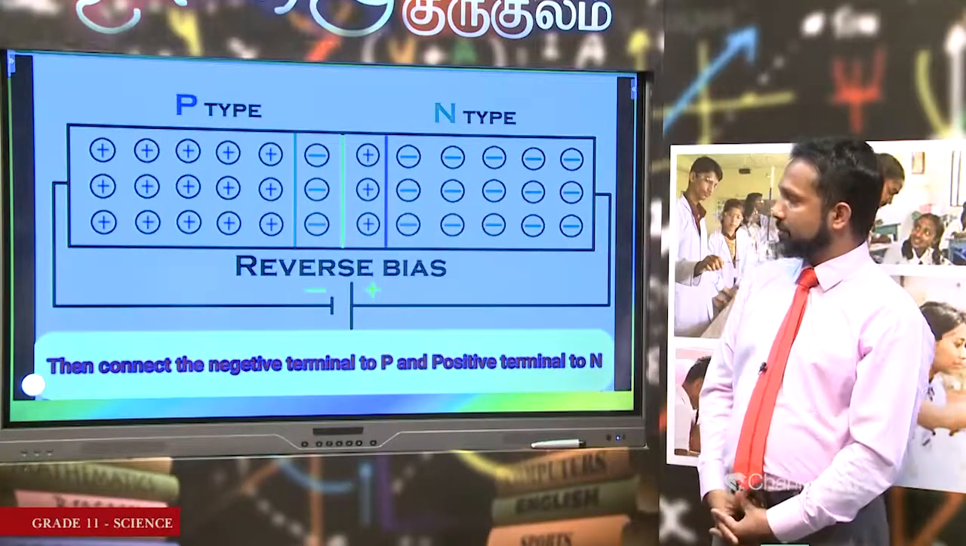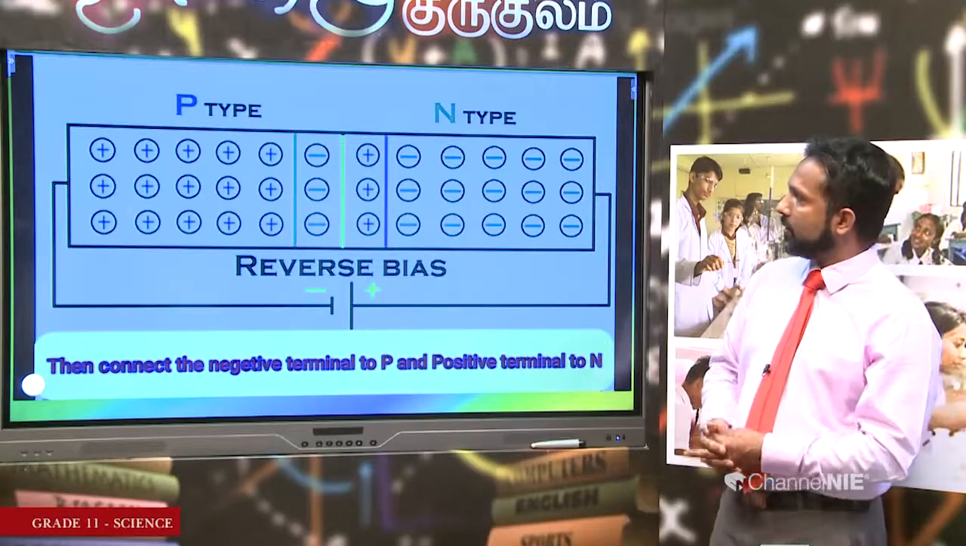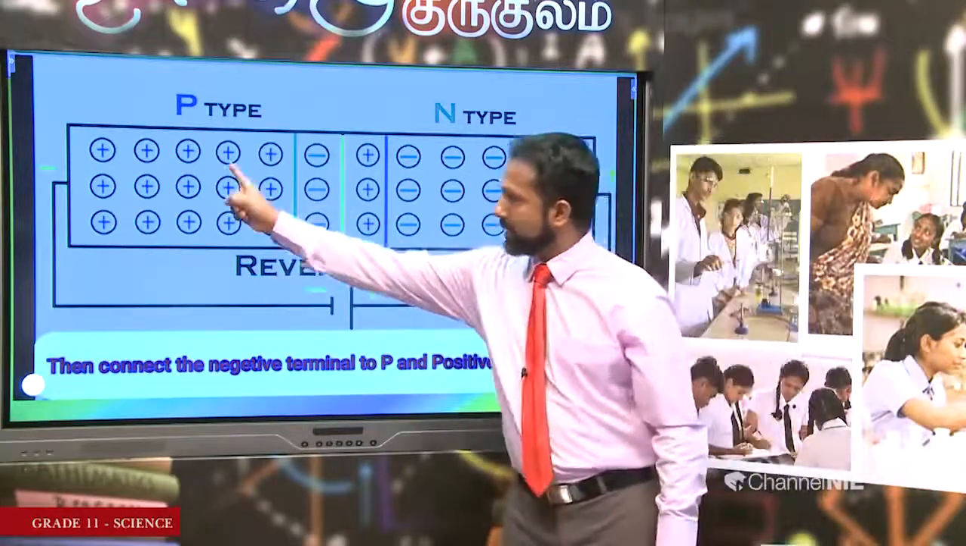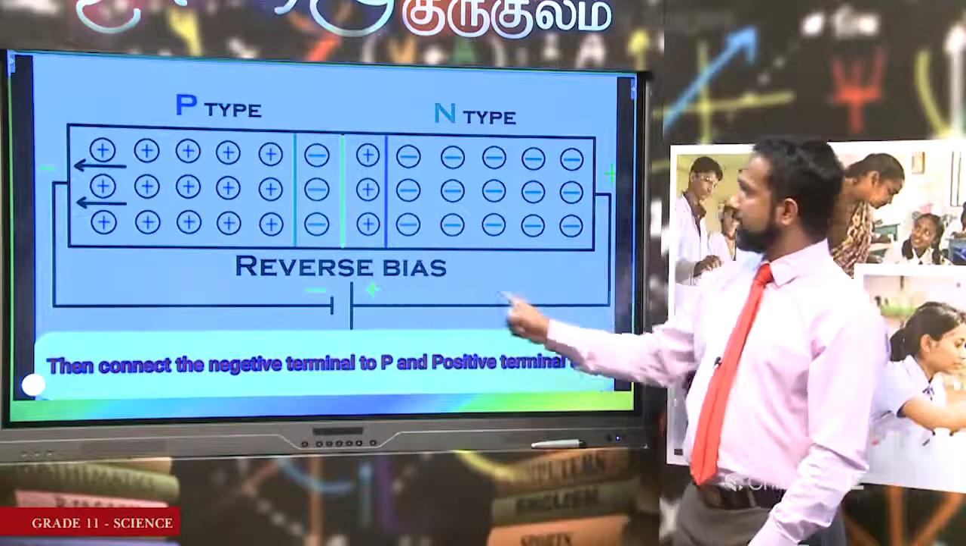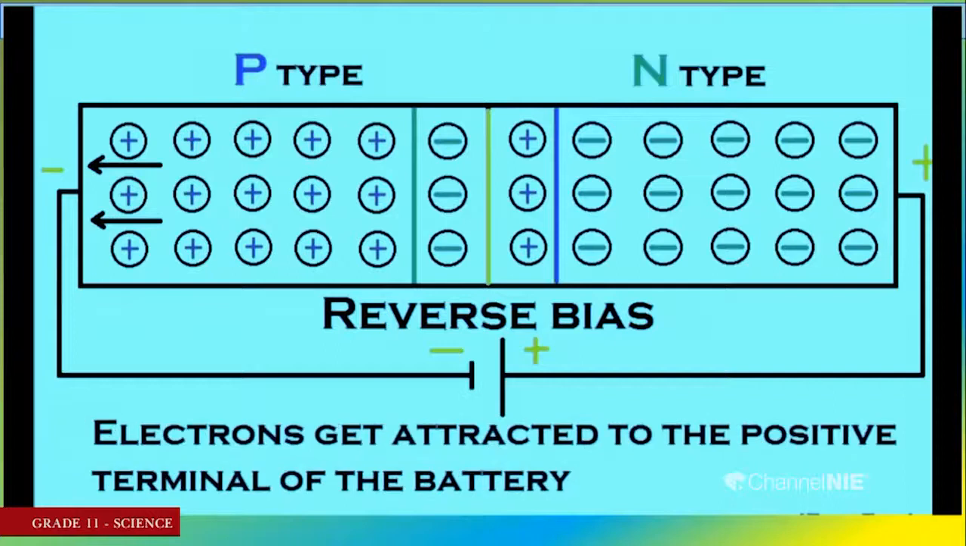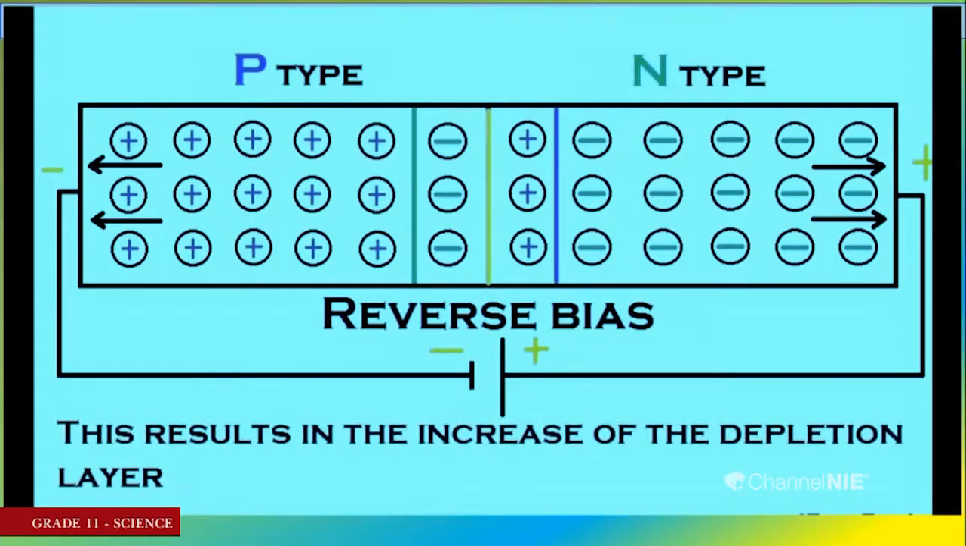So, reverse bias. Reverse biasing means what? We connect the negative terminal to the p side and the positive terminal to the n side. As you know, unlike charges attract each other. So, the negative terminal attracts the holes towards itself, and the positive terminal attracts the electrons towards itself. As a result, the depletion layer becomes broadened.